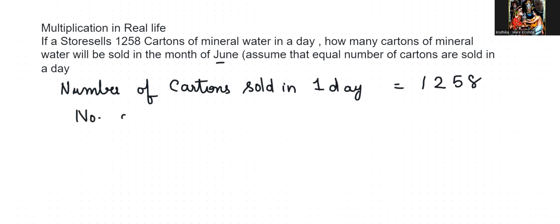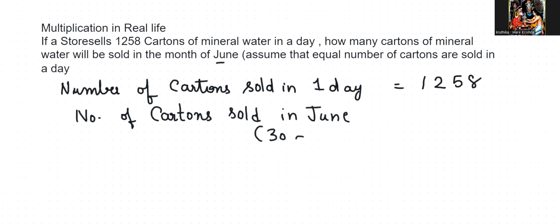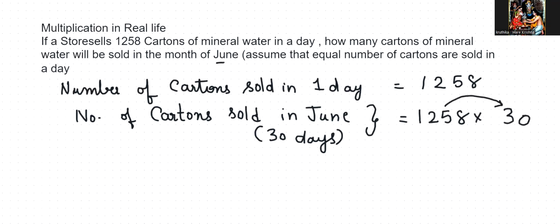So number of cartons sold in June. So June has 30 days. So you'll have to multiply 1,258 into 30. So first multiply this with 3, then add a 0 with it. So the answer will be 37,740. So this is the number of cartons that are going to be sold in the month of June.